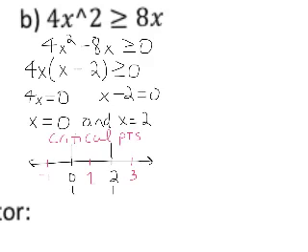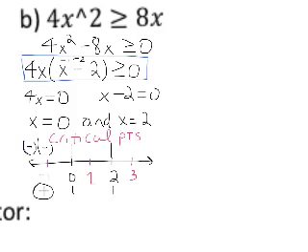I'm going to put these test numbers into the factored form and see what I get. So if I put -1 into 4 times x, I get a -4. And if I put a negative 1 into x minus 2, I get negative 3. So I get a negative times a negative, which is a positive in this region. Then I'll put 1 in.